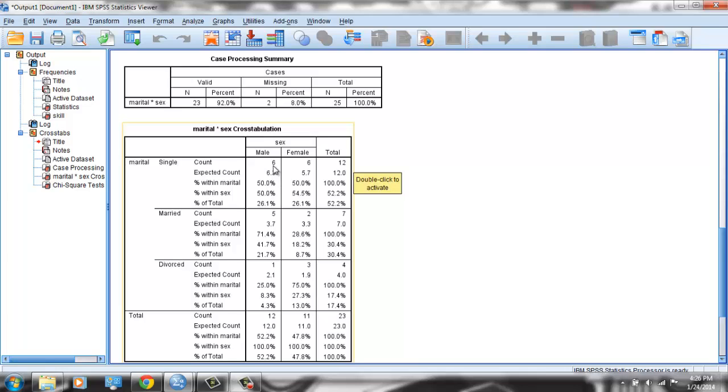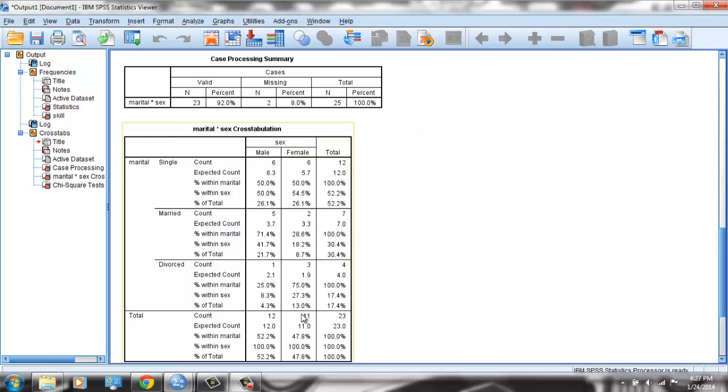So, let's see here. And this is single people. So 50% within the men are single. There's a grand total of 12 men, 6 of them are single, which gives you 50%.